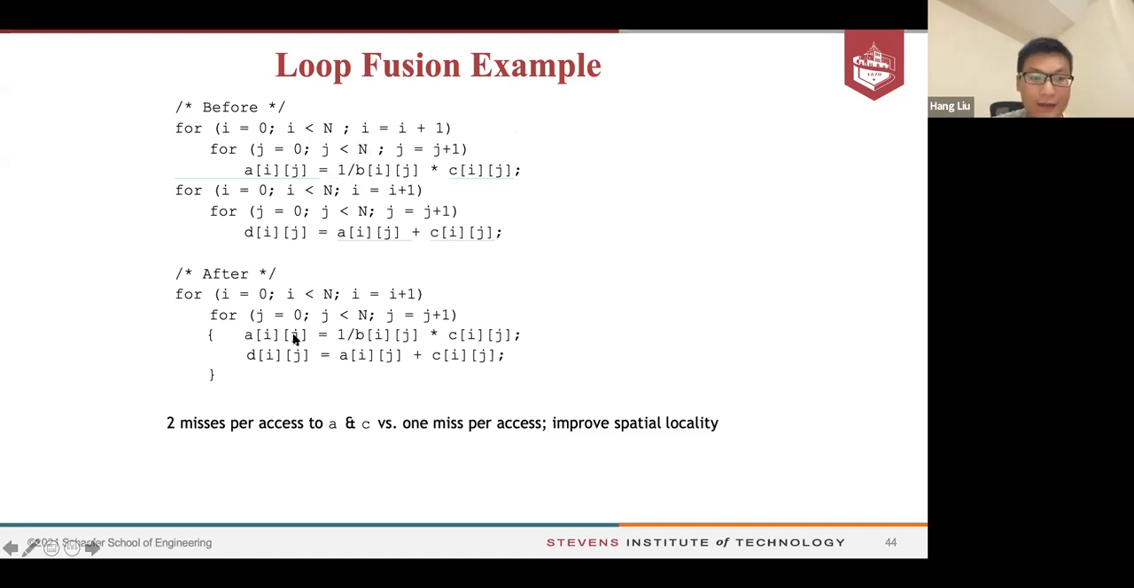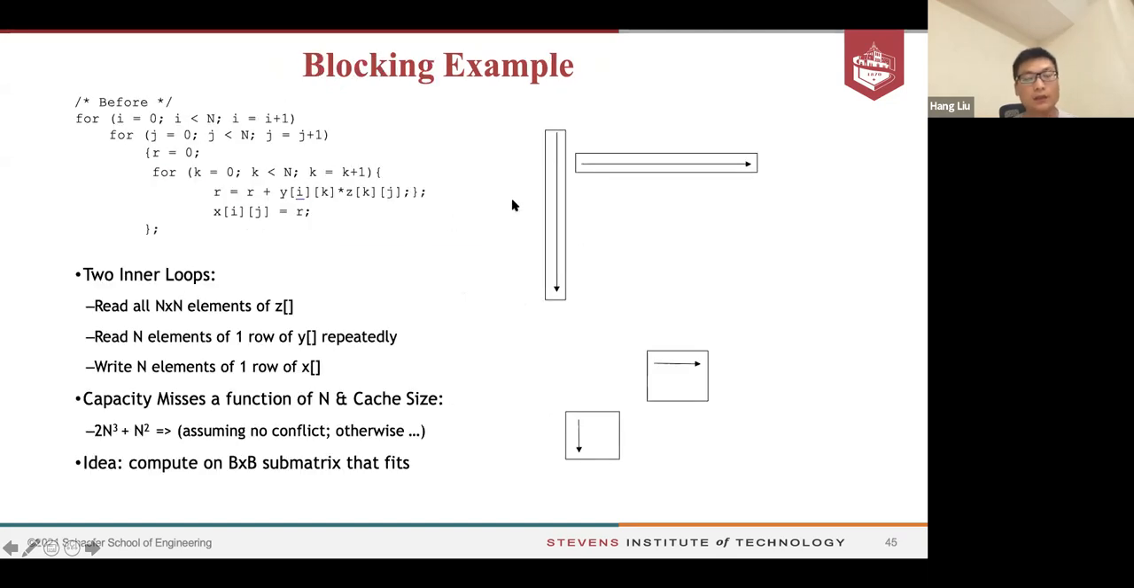When you access A, it's already in cache. You can always use it. C, you can always use it, right? So even if you probably increase a little bit of dependency, the performance improves because the data, C, A, these are cached, right? That's very straightforward. So blocking is another very important concept.